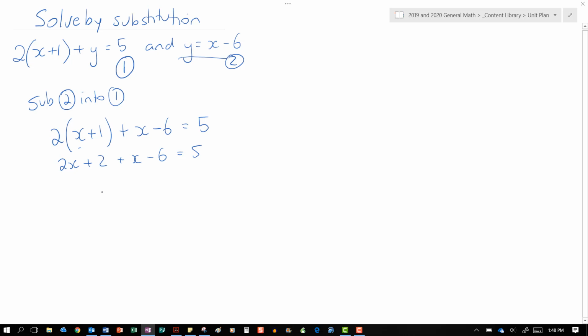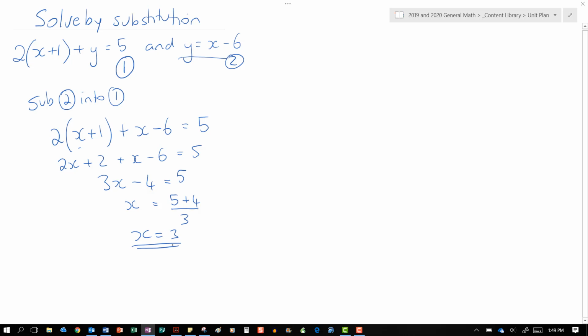Now we want to bring our like terms together. So we've got 2x and x is 3x, plus 2 and minus 6 is minus 4, and that's equal to 5. Now we want to move all of this over to the other side, leaving x here. So we're going to move the minus 4 over, so we'll have 5 plus 4. Remember, it's opposites on the other side. And we want to move the times 3 over, so we're going to divide all of that by 3. So we end up with an answer of x equals 3.